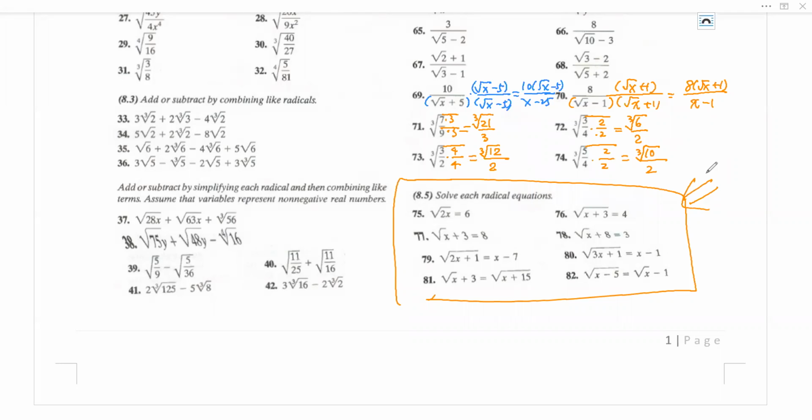Okay, so the homework part, that's done. So we take a 3 minute break and come back, move on to these radical equations. Sounds good? All right, 3 minute break.